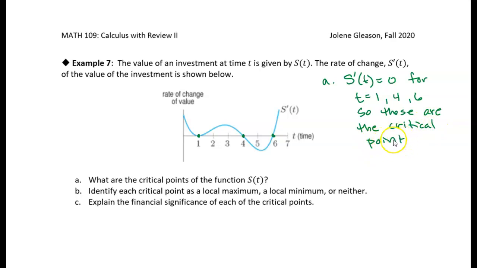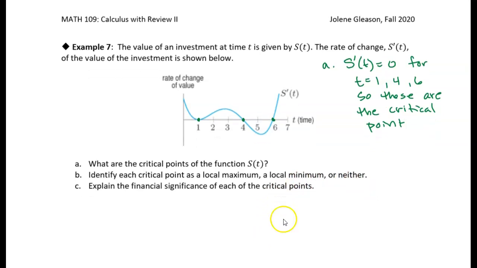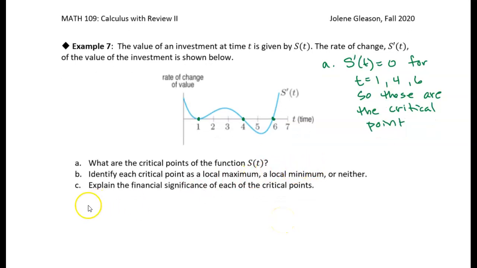So that answers the first question. What are the critical points? The next question asks us to identify each critical point as a local maximum, local minimum, or neither. This is part B. I'm going to draw a little number line again. I want to test points on either side of the critical points, and the critical points are at 1 and 4 and 6.